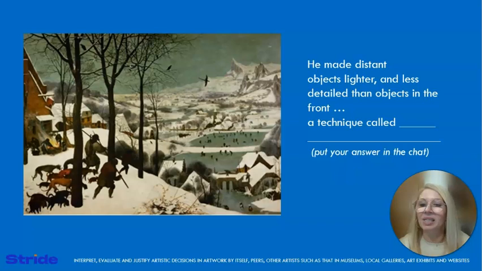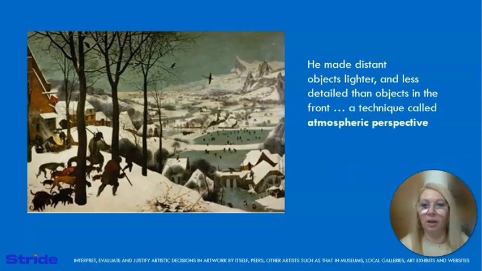So he made distant objects lighter. Look back here into the distance and see how light these background objects are, and less detailed than the objects in the front. So does anybody know what this technique was called? Any guesses there? It was called atmospheric perspective. It was called atmospheric perspective.